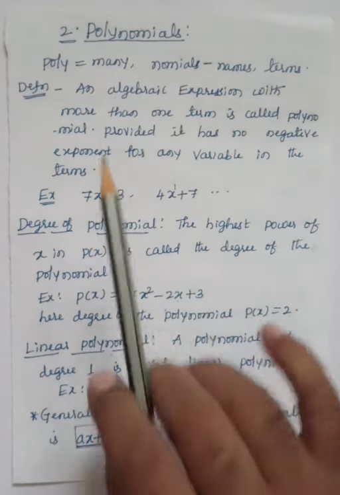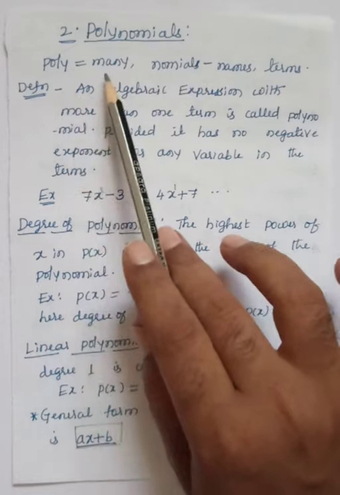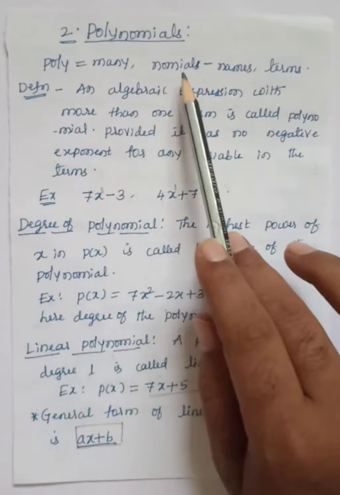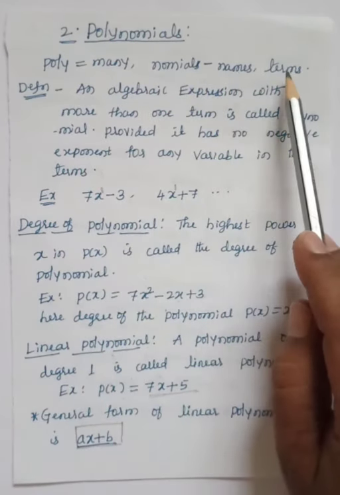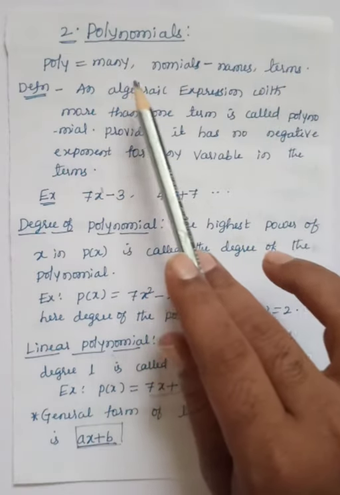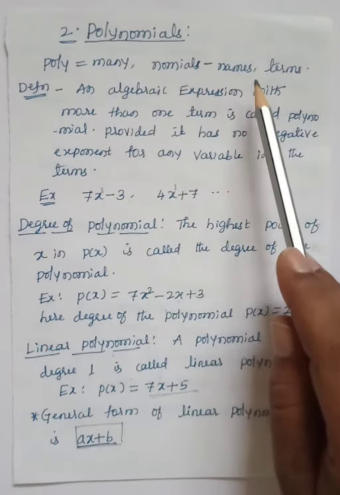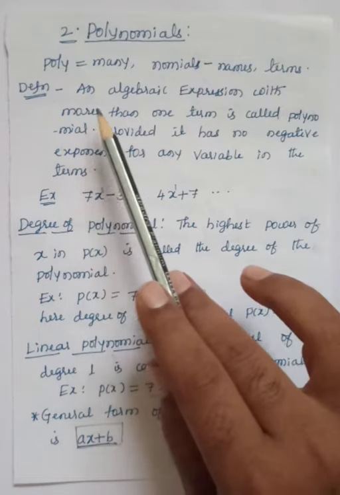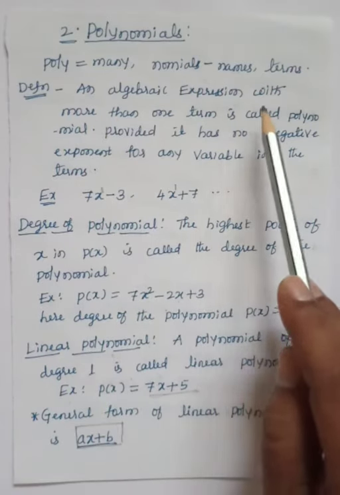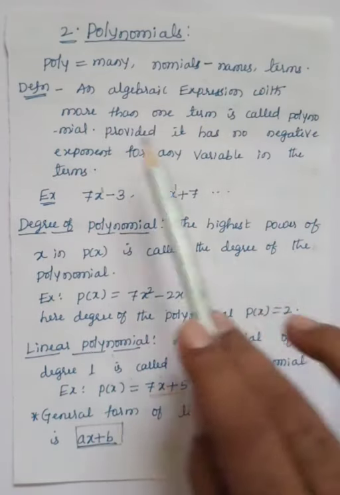What do you mean by polynomial? Poly means many, nomial means names or terms. Polynomial is nothing but what? Many terms. Definition of polynomial you have to see. An algebraic expression with more than one term is called polynomial.